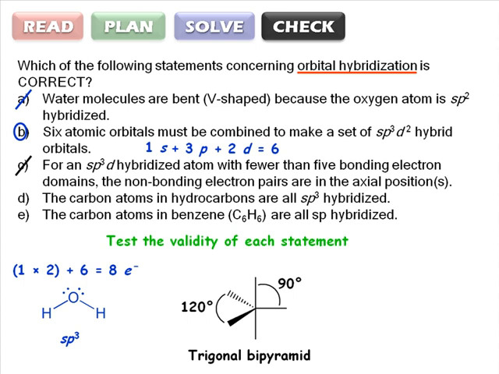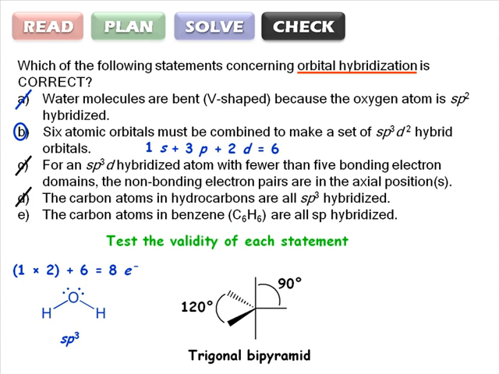Answer D says that all carbon atoms in hydrocarbons are sp3 hybridized. Well, this is true for saturated hydrocarbons, where each carbon atom forms 4 bonding electron domains. It's not true if the hydrocarbon is unsaturated. In other words, if it contains double or triple bonds, since this would reduce the number of electron domains.